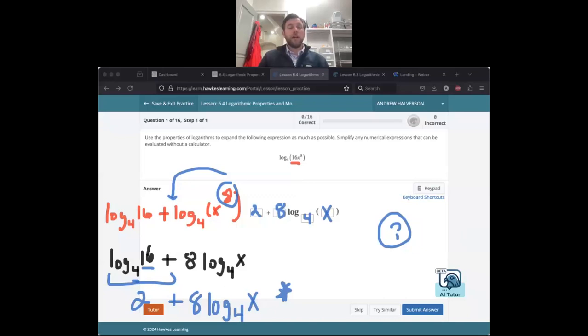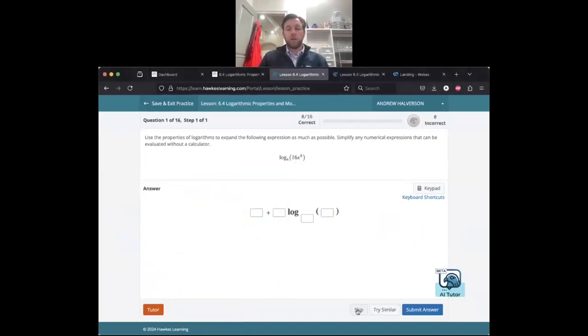All right, let's see what else they got in terms of properties. More of the same. Oh, I see what they want to do here. So can we simplify this?